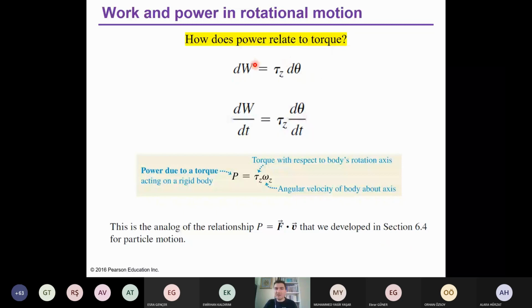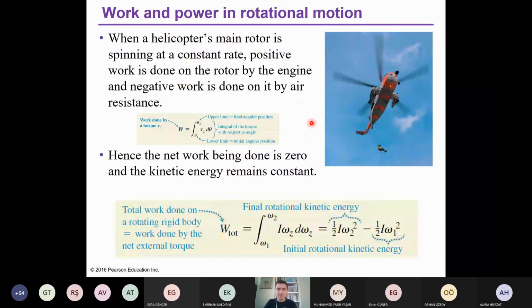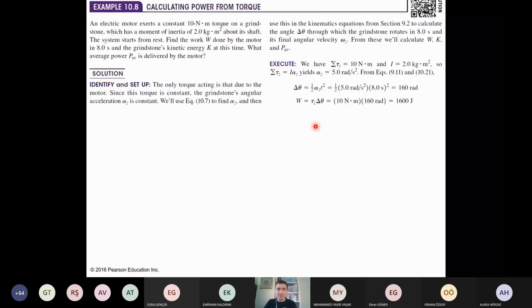So what is delta theta? This is the change in the angular position. And how to calculate delta theta? During chapter 9, I explained that if the angular acceleration is constant, then you can apply the equations we learned in chapter 2 for constant acceleration. Please look at chapter 9 and you will remember this. So if we have a constant torque, then we have a constant angular acceleration.